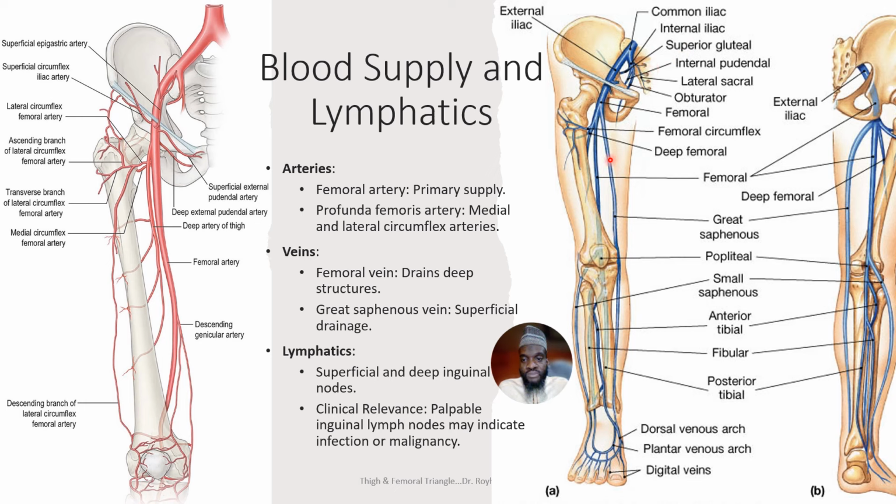Similarly, this is the main femoral vein here, and then you can see the femoral circumflex vein. This is the deep femoral vein you see here. So here is the femoral vein continuing, and then here is the great saphenous vein.